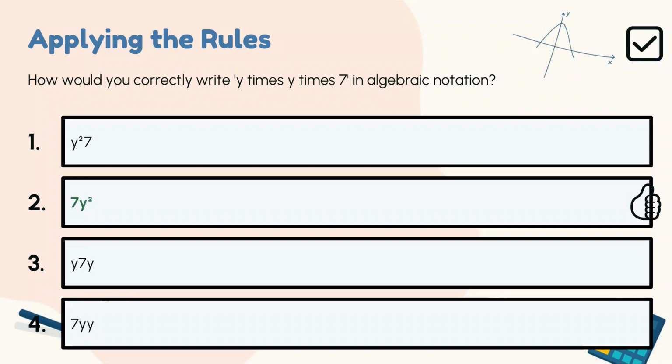The correct answer is 7y squared. Here's why. y times y is y squared. Then we multiply by 7. In algebraic notation, we usually write the coefficient first, so the answer is 7y squared. This is clearer and more conventional than writing y squared 7 or 7yy.